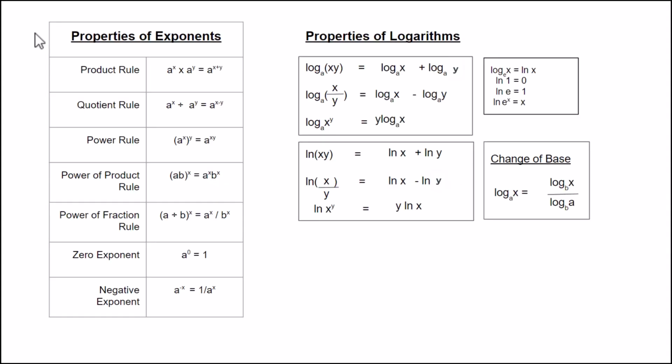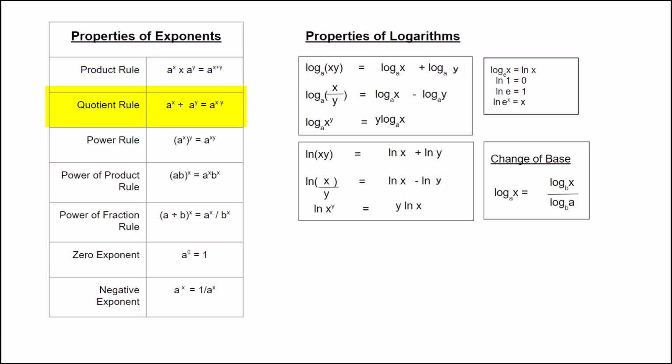Properties of logarithms. Let's take a minute to do a quick review of something we've already learned. On the left, we have a table that lists the properties of exponents. Let's review each one of those briefly. For the product rule, if you have two terms multiplied together with the same base, but different exponents, that's equal to the same base raised to the sum of the two exponents.